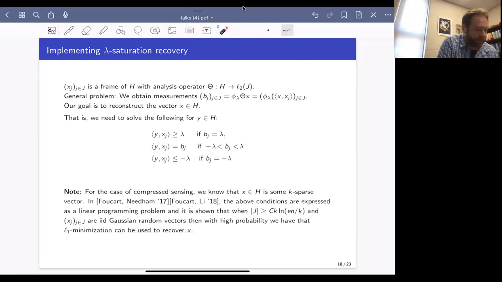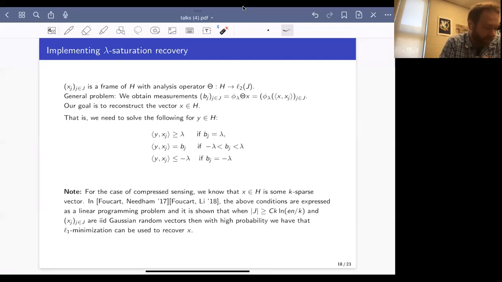So this is considered in these papers where they're doing compressed sensing with saturation. And they proved that essentially one of the very good ways to do compressed sensing, if you also have saturation, then you can do compressed sensing and saturation recovery at the same time by solving a linear programming problem where we want to do an L1 minimization.